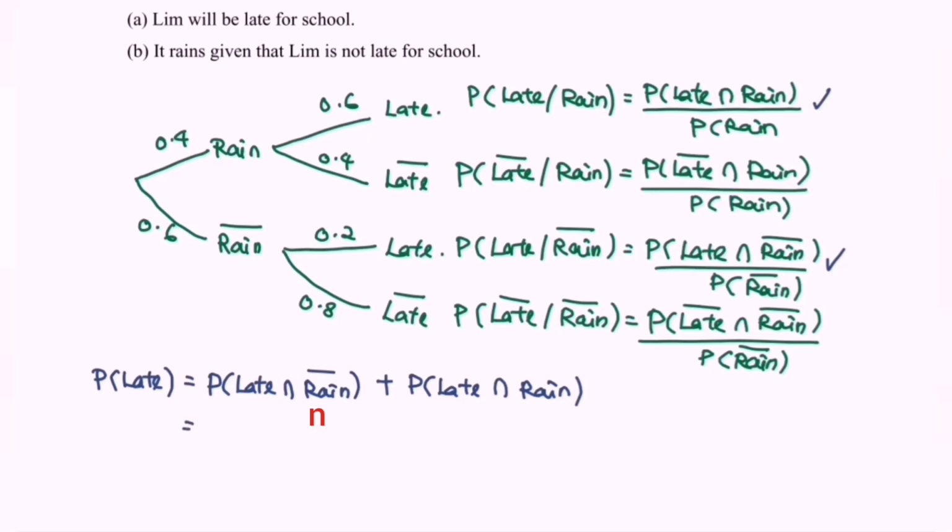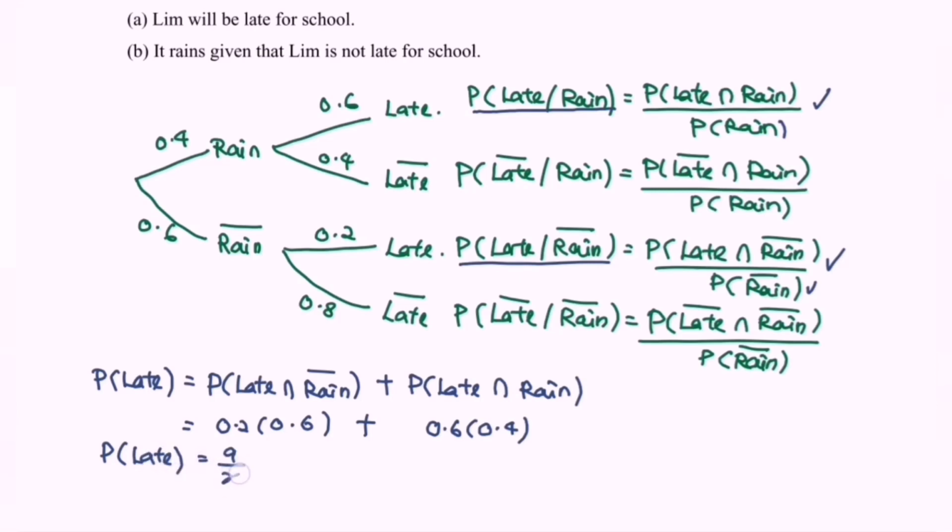So what we can do is multiply the probability of rain with the probability of late given that it's rain: 0.6 multiply with 0.4. The next situation, we have the probability of rain complement multiply with the probability of late given rain complement, so we have 0.2 multiply with 0.6. So the probability that Lim will be late for school is equal to 9 over 25 or 0.36.